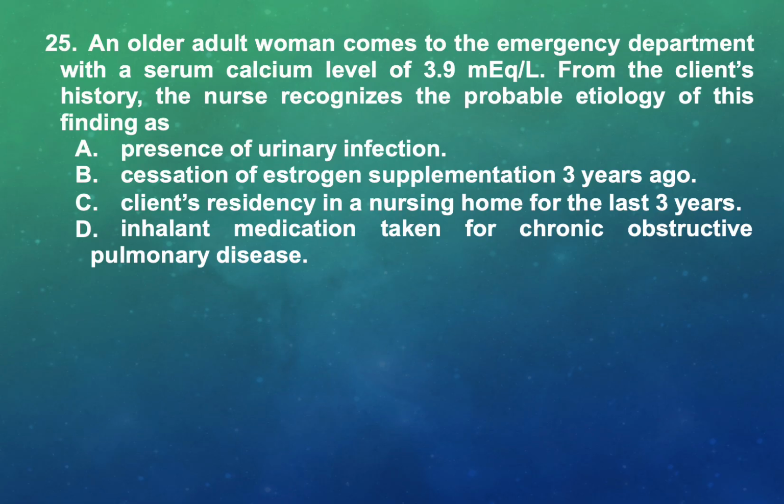25. An older adult woman comes to the emergency department with serum calcium 3.9. From the client's history, the nurse recognizes the probable etiology of this finding is answer Charlie. A serum calcium level of 3.9, which translates into approximately 7.8 mg per deciliter, indicates hypocalcemia. A significant risk factor for hypocalcemia in an older adult is long-term confinement in a nursing home.